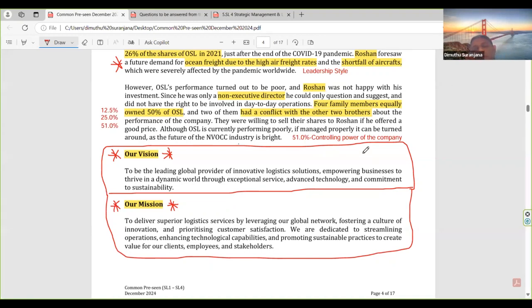Look at the mission given here: to deliver superior logistics services by leveraging our global network, fostering a culture of innovation, and prioritizing customer satisfaction. We are dedicated to streamlining operations, enhancing technological capabilities, and promoting sustainable practices to create value for our clients, employees, and stakeholders. Right? So clients means the customers. Employees and stakeholders, and even here you can include the shareholders. We are willing to serve our shareholders also. If you are asked to improve the mission statement, that may be an area you can consider. Normally, in a mission statement we try to cover our main stakeholder groups, and we tell what we are going to do for each main stakeholder group.